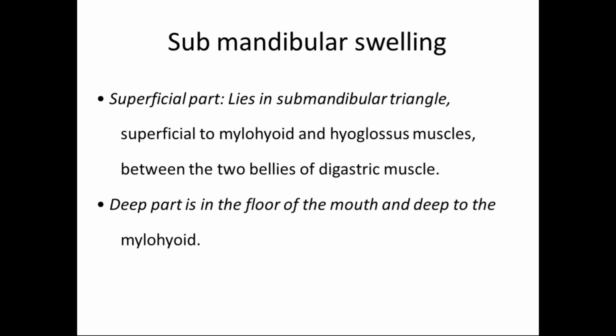Next is the submandibular swelling. It lies in the submandibular triangle, superficial to the mylohyoid and hyoglossus muscles, between the two bellies of the digastric muscle. The deep part is in the floor of the mouth and deep to the mylohyoid.